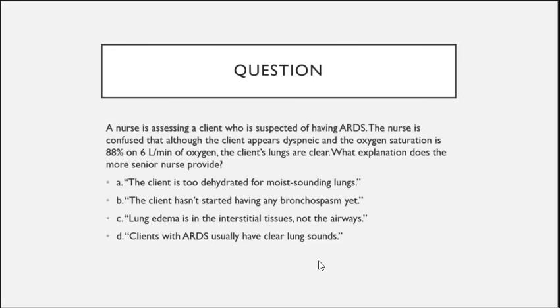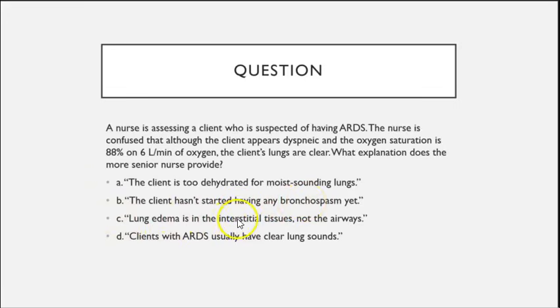Nurse is assessing a client suspected of having ARDS. The nurse is confused that although the client appears dyspneic and the oxygen saturation is 88% on 6 liters of oxygen, the client's lungs are clear. What explanation does the senior nurse provide? So we suspect it's ARDS. They are confused, they're short of breath, their oxygen is dropping, even with a high amount of oxygen being given. So is it the client is dehydrated and is too dehydrated for moist sounding lungs? The client hasn't started having any bronchospasms yet.